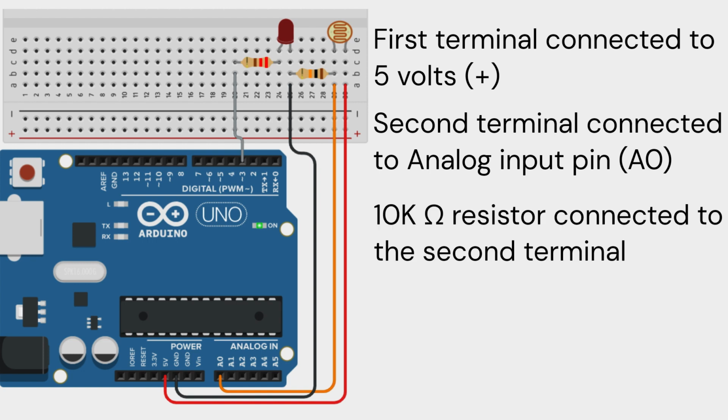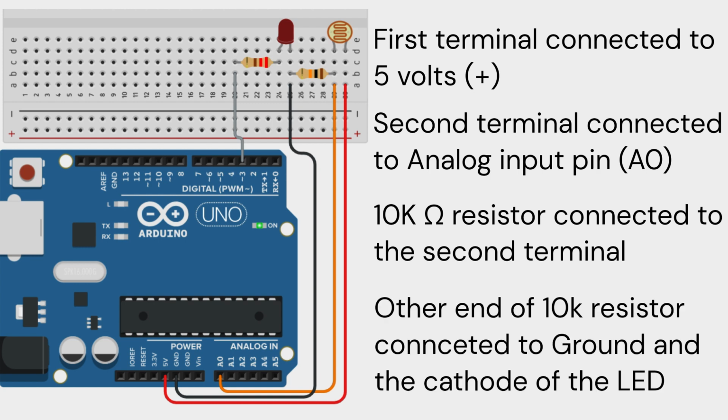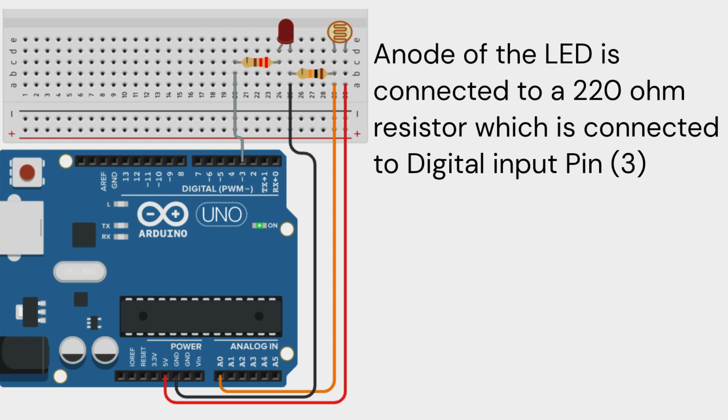There is also a 10k ohm resistor connected to the second terminal of the LDR. The other end of the 10k ohm resistor is connected to ground and the cathode of the LED. The anode of the LED is connected to a 220 ohm resistor which is connected to digital pin 3.